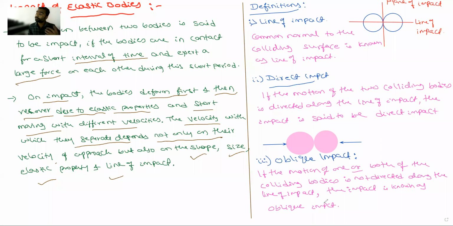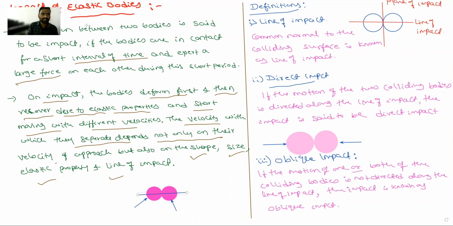Okay, it may not be in the line of impact. So I'll give the example. See, this is one body and this is one more body. They are coming in contact with each other, but how they are coming, that is important. One body is coming in this direction, another body is coming in this direction, but the line of impact, how is it? This is the line of impact. Is this direction the same as that of the line of impact? No, this is called an oblique impact.